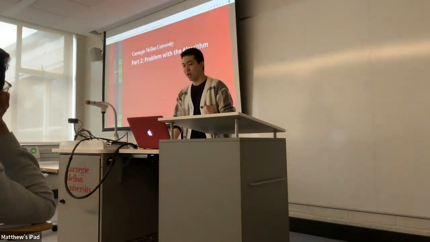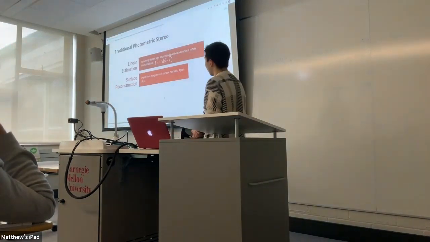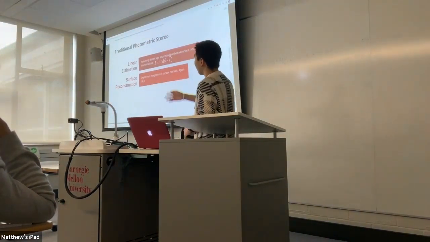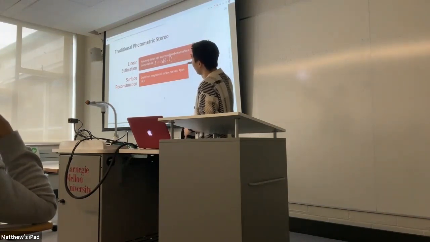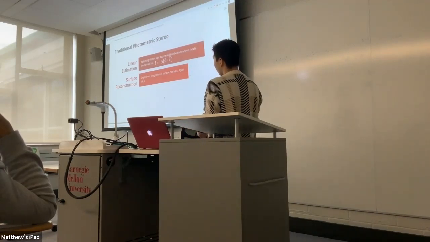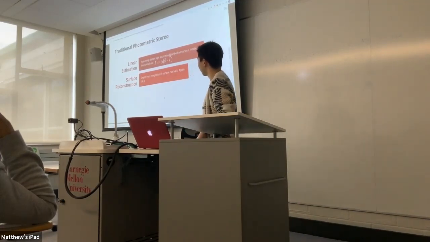So part 2. Now, how do we approach this with the algorithm? This is the standard traditional photometric stereo algorithm. We assume that everything is Lambertian and we have a distant light source, so we can model it with this equation that we saw in class. And then using that, we're going to reconstruct the surface by integrating the surface normals.